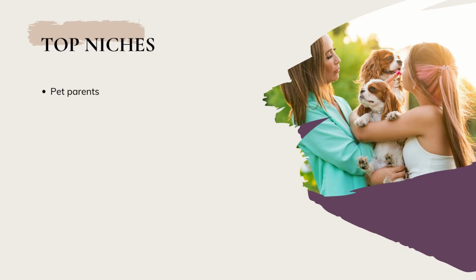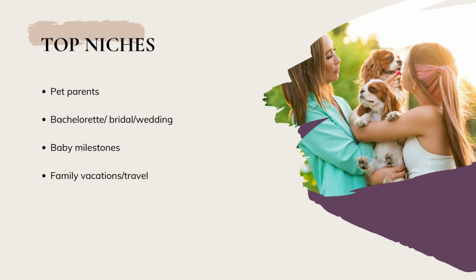Some top niches for personalized products include items for pet parents, dog moms, dog dads, bachelorette and bridal wedding. This is always a very popular niche to work with personalization products in. Baby milestones, things like blankets and other milestone items are great for personalization. Family vacations and travel, where you can tie in a year or a family name to it. And sports parents has a huge amount of interest, whether it's for volleyball moms or cheerleading moms. Incorporating names and years and things like that is a great way to break into that niche.